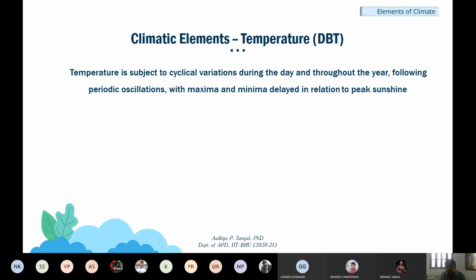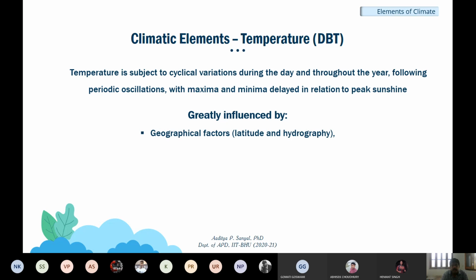And it's rather difficult. So which areas should I be focusing on? The temperature is greatly influenced by the geographical factors, like the latitude and the hydrography. As you move away from the equator, the temperature generally starts reducing towards the poles. The hydrography, how much is the surrounding water?